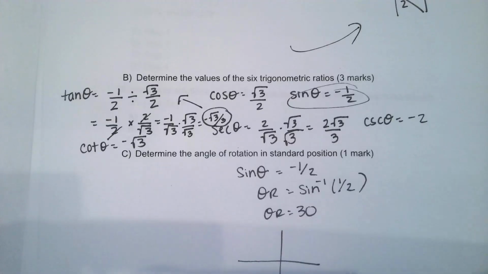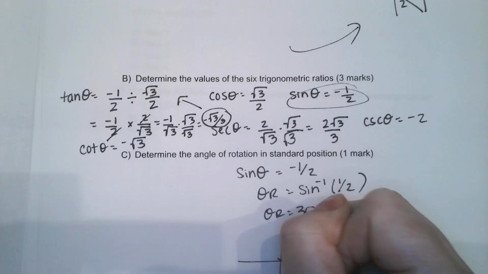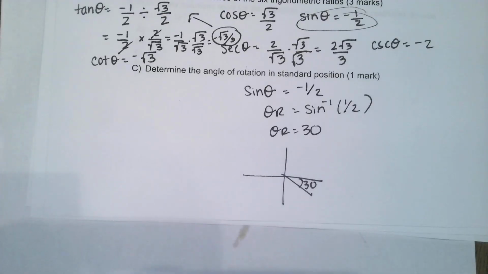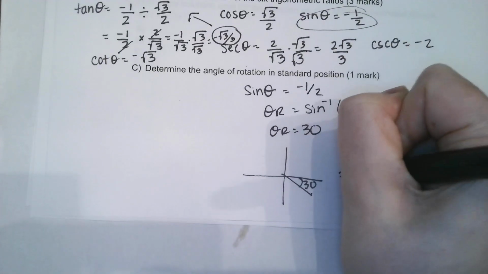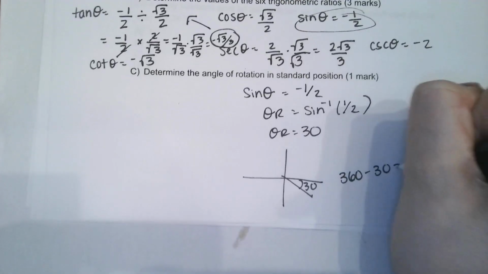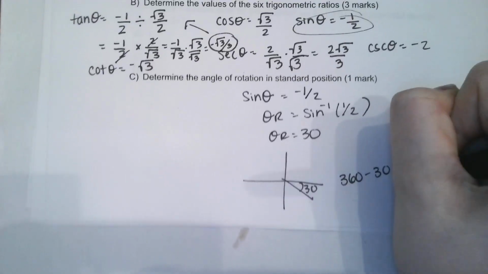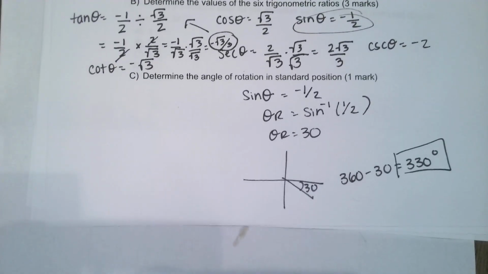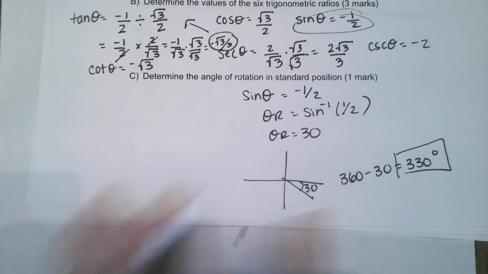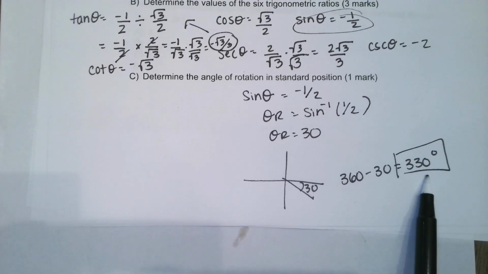Okay. It is in quadrant 4. My reference angle is 30 degrees. Can't see what I'm doing again. So I'm doing 360 minus 30 is 330 degrees. Double check to see if there's anything that says you need it in radians. If you go up, there's nothing in my question that says it, so this is a fine answer.